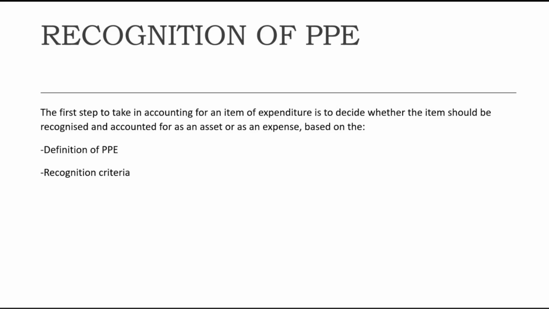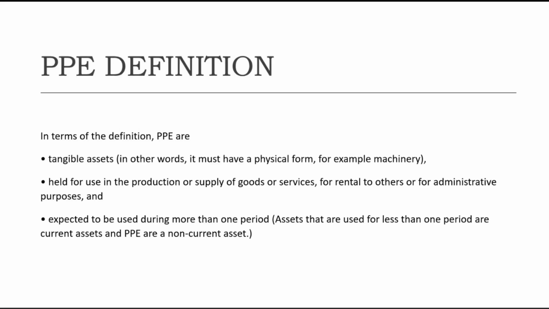So for anything that I recognize on my financial statement, it must first meet this definition. If I want to recognize an asset, and if it's truly an asset, it must meet what? The definition. Good. Then after meeting the definition, it must meet what? The recognition criteria.